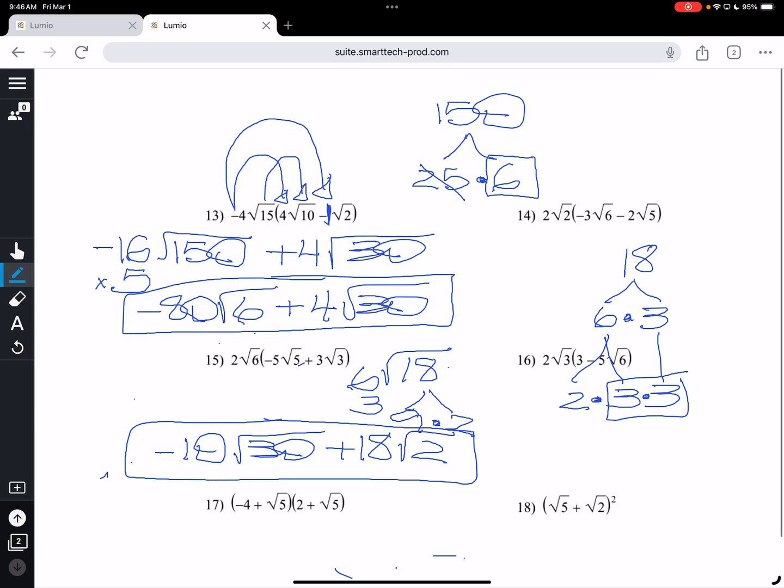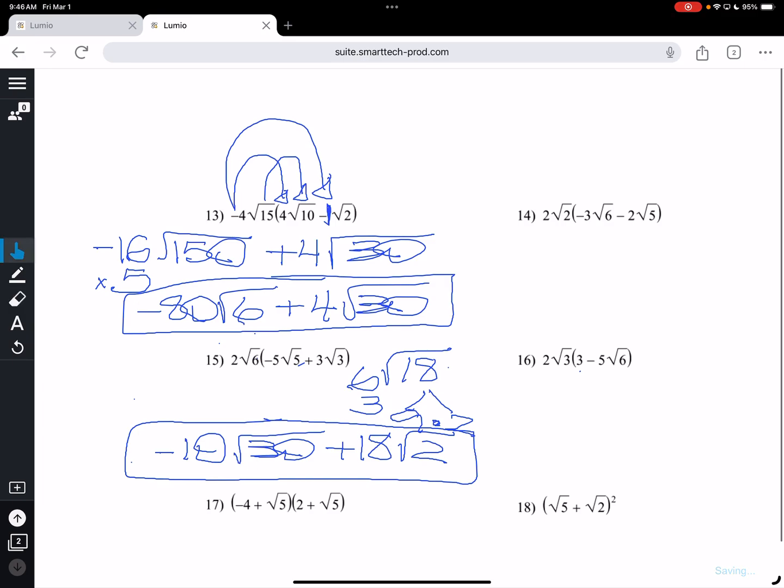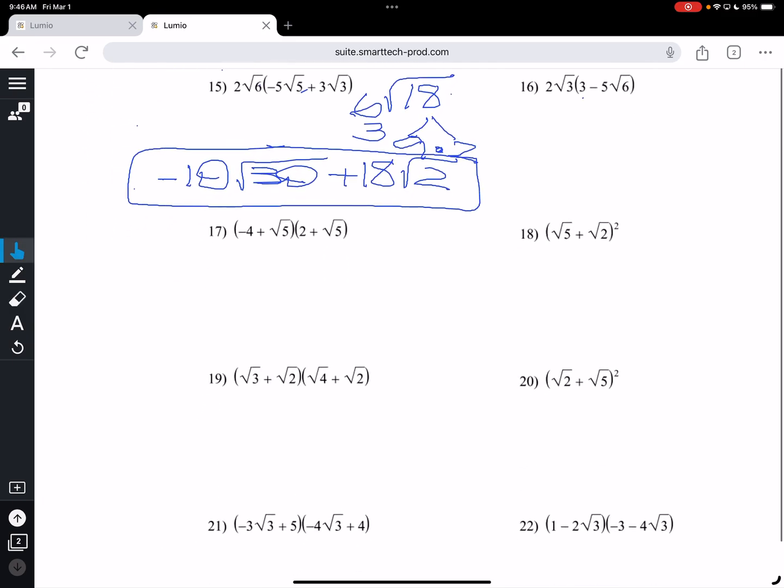All right, erase. Number 17, use your math. What are we doing? Foil. We're foiling. First, outer, inner, last. So what's the answer for 15? Negative 10 radical 30 plus 18 radical 2. It's the one with the box around everything. Thank you, Sam.